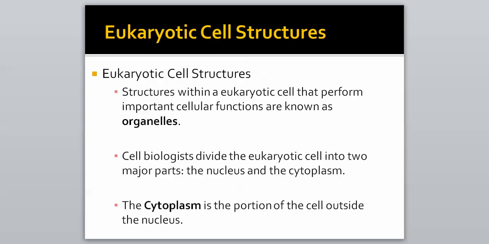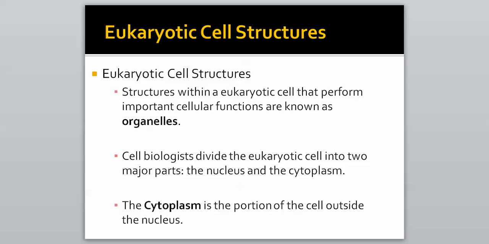So to get started, structures within a eukaryotic cell that perform important cellular functions are known as organelles. I introduced this word last time. It's just a term for the parts of the eukaryotic cell that make it work, that make it go. We have a stomach, a heart, a liver, kidneys. Those are our organs inside a human body. An organelle in a cell is going to be things like the ribosomes, the nucleus, the endoplasmic reticulum, the Golgi body. But we're going to get into all of those in more detail.